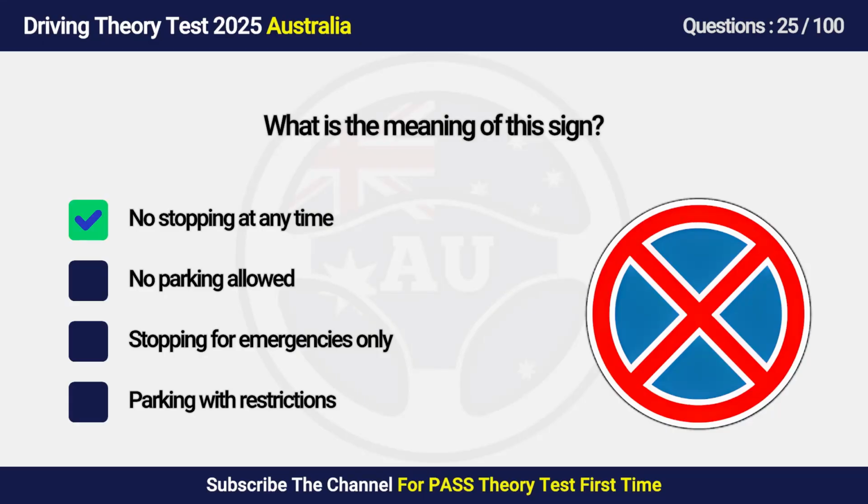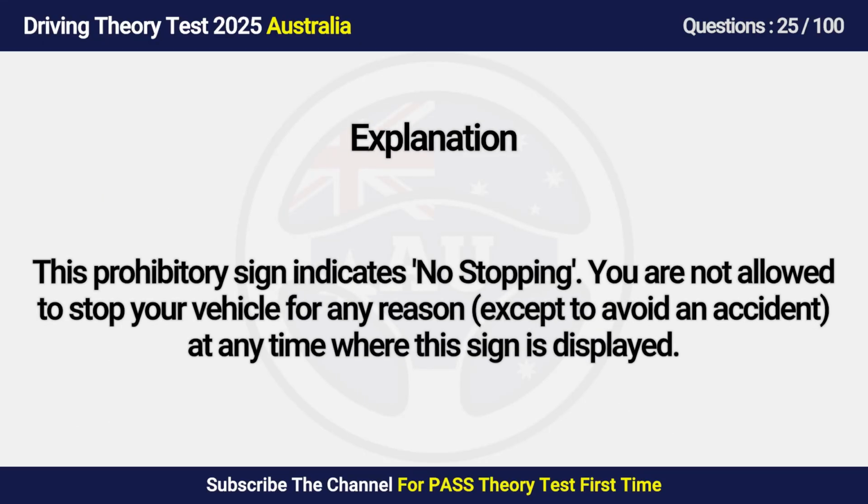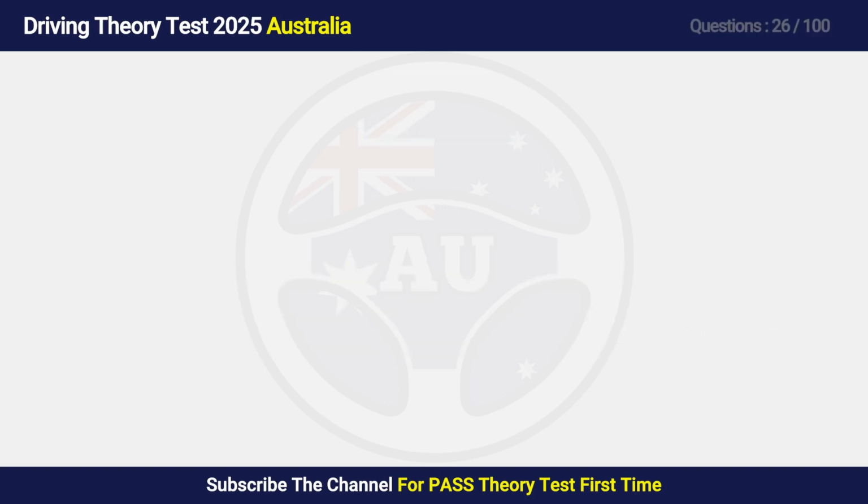Answer is A. No stopping at any time. This prohibitory sign indicates no stopping. You are not allowed to stop your vehicle for any reason, except to avoid an accident, at any time where this sign is displayed.